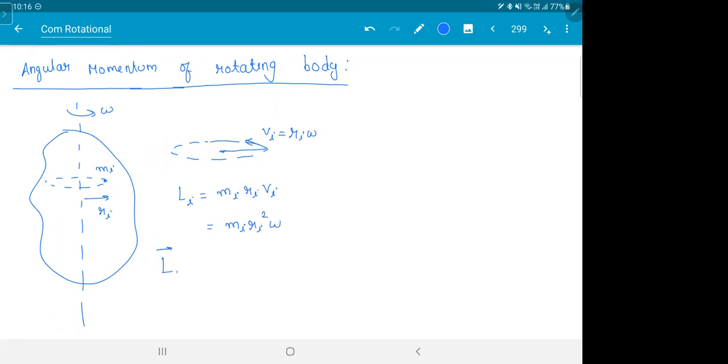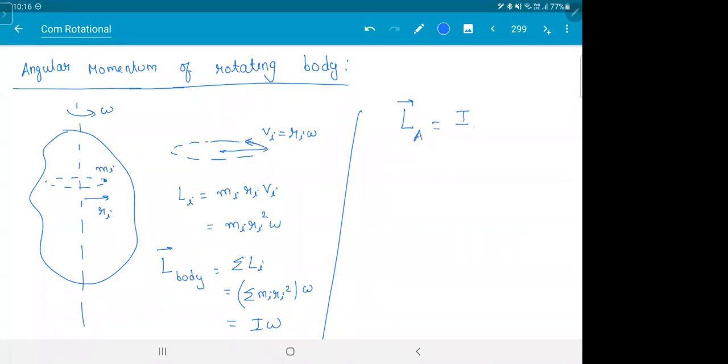So L bar of the body would be summation of Li, which is sigma mi ri square omega. You saw this somewhere, it popped up again. See, that is moment of inertia. This is the third time that it comes. That is the reason why we calculated it beforehand. So angular momentum about an axis is moment of inertia about the same axis into omega. If you see, this thing quite resembles the linear momentum, P is equal to mv.